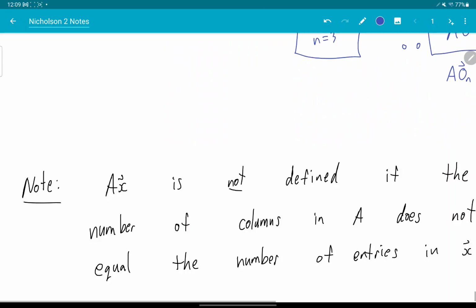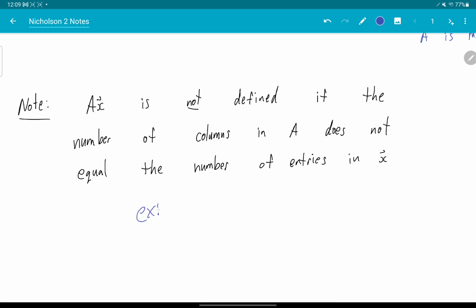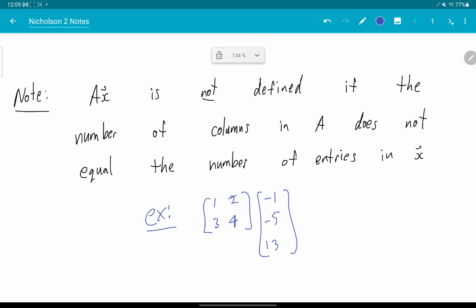Okay, last thing is I'll just underline that we do not define this product. We just say DNE if your product just doesn't make sense, right? If I have 1, 2, 3, 4, a 2 by 2, and then I have something like this, where I have 2 columns here, but 3 entries here, I would just stop and say DNE and make no further comment.